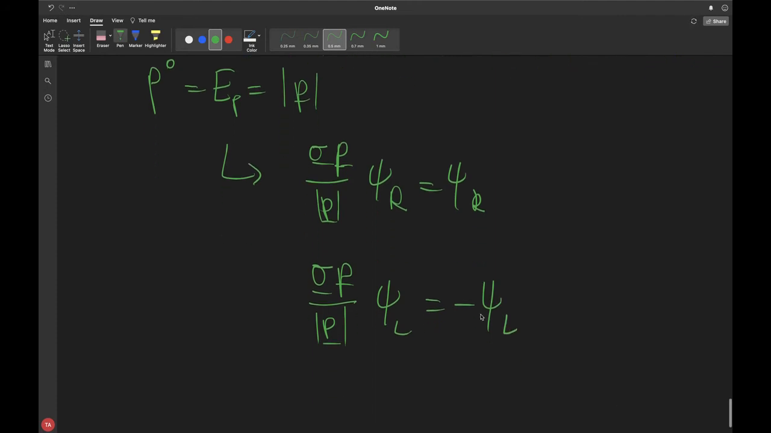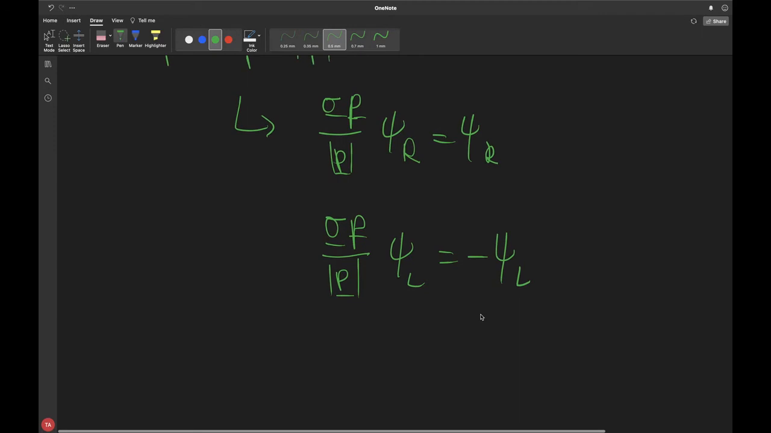So these are now the equations of motion to solve. These are the equations of motion.